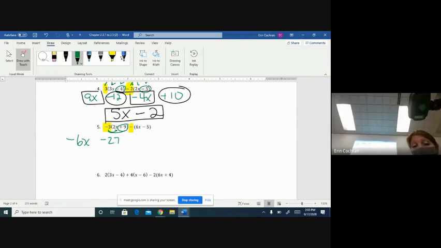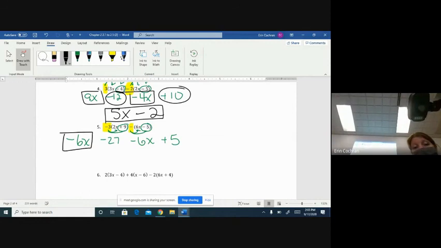Now we're going to distribute this negative 1. A negative 1 times 6x is negative 6x. And a negative 1 times a negative 5. Two negatives make a positive 5. Okay. So now let's combine like terms.